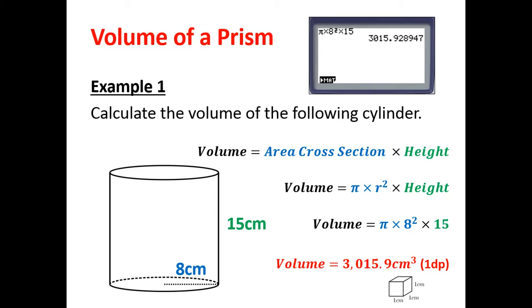What does that tell me? If I had a small cube that's 1 centimeter by 1 centimeter by 1 centimeter, I would need 3015.9 of these small cubes to make up the same space as my cylinder.